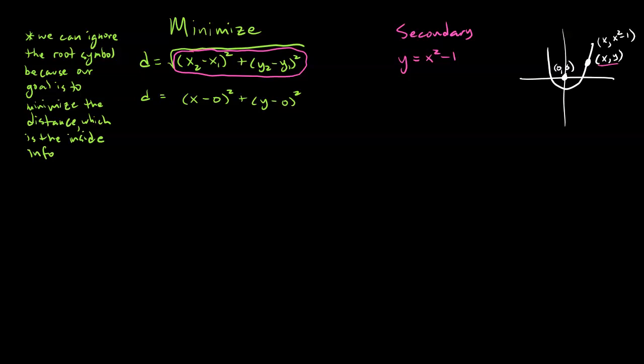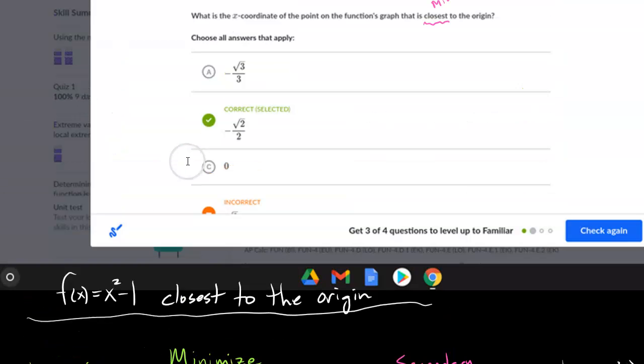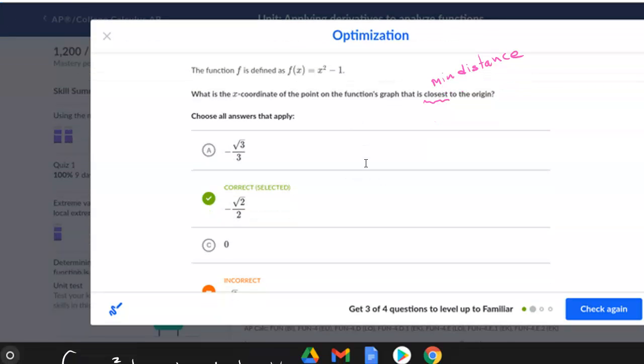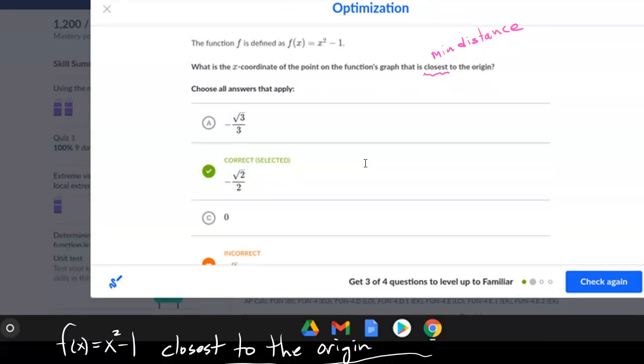Julia, I got the secondary equation in the very beginning of the problem. It told me the y is equal to x squared minus 1. Or it said f of x, sorry. But it said f of x equals x squared minus 1. So that's where the secondary came from.